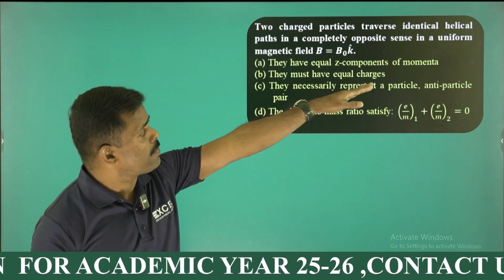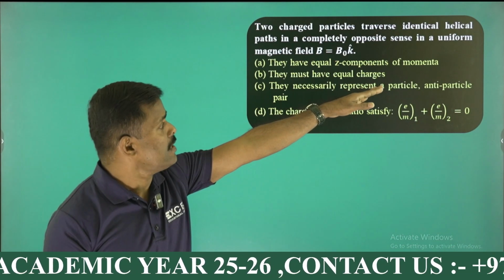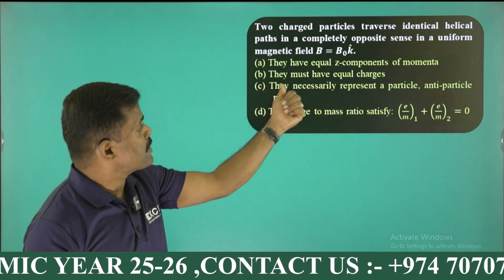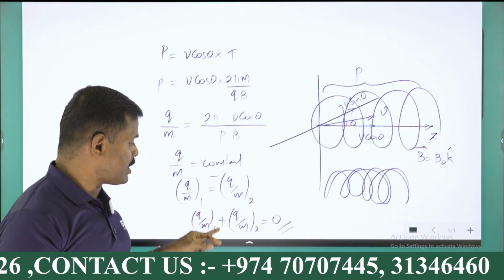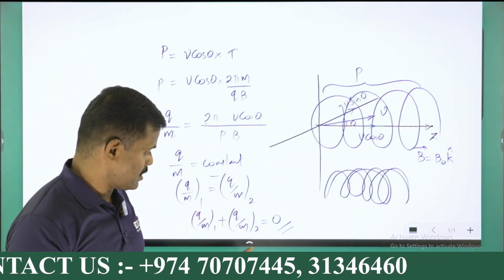Option A, they have equal Z components of momenta. You can see that it is wrong. Option B, they must have equal charges. That is also wrong because the charge to mass ratio is the same, not the charges.